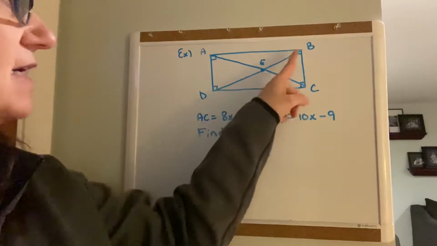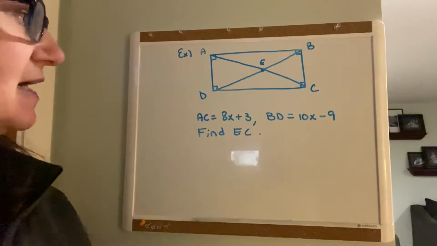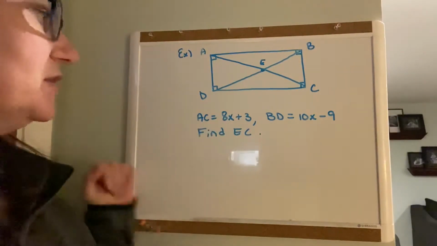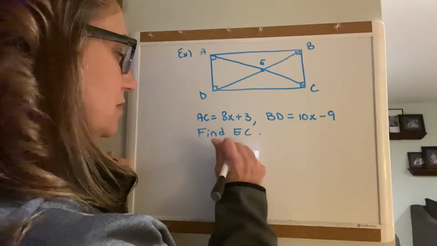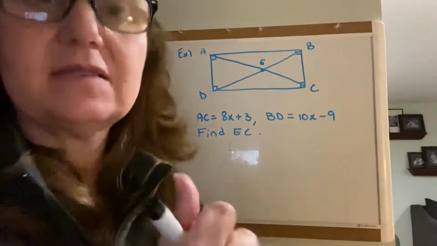So the given information revolves around the diagonals, and you know the diagonals are equal to each other, so there's your algebra, set them equal. Oops. Sorry guys, my pen is not working.